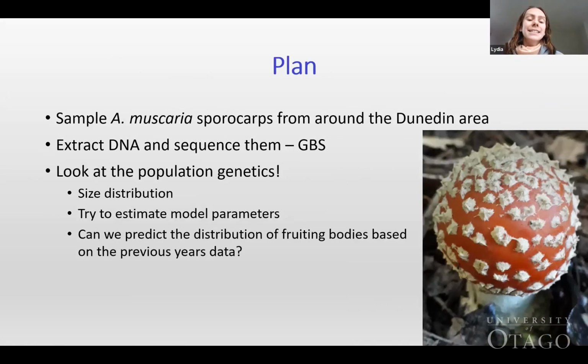So my plan is to go out and sample a bunch of these sporocarps from around the Dunedin area, extract the DNA and sequence them using genotyping by sequencing. And then I can look at the population genetics. So we can look at things like the size distribution of the individuals, see if we can actually tell that from the mushrooms. We can try and estimate the model parameters, so see how much turnover in the dikaryon population there is each season. And it would be really cool if we can do things like predict the distribution of fruiting bodies based on the previous year's data. I'm not sure if that will be possible, but that would be awesome.